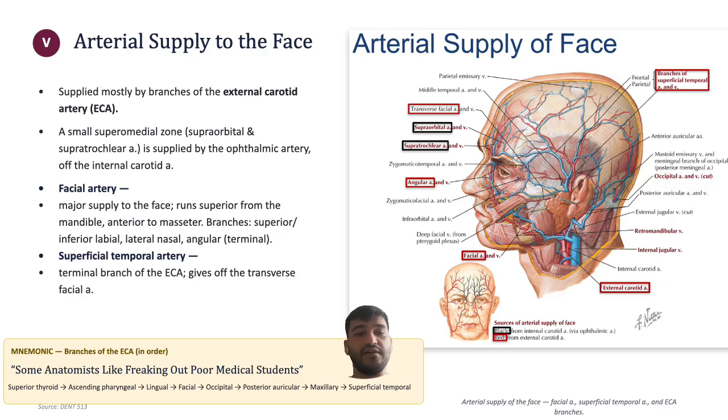That's how we identify it. And it runs superior to the mandible, or from the mandible, anterior of the masseter. And then it has some branches like the superior and inferior labial, the lateral nasal, and the angular, which is the terminal nerve. Oh, sorry, terminal artery.